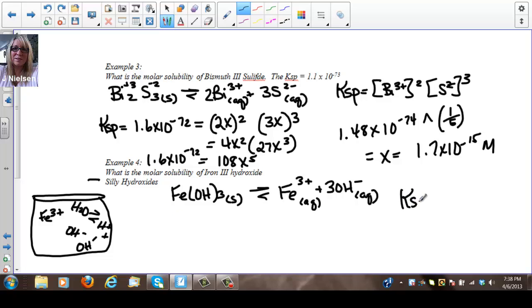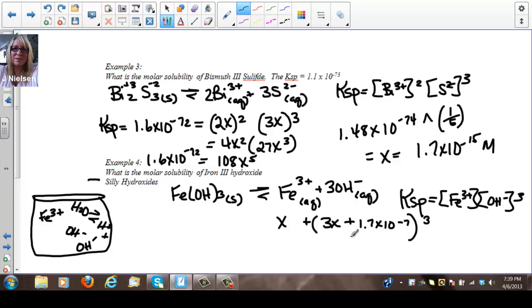So our Ksp is going to be equal to Fe3 plus times OH minus to the third. So here's my X, but my hydroxide is going to be 3X plus 1.7 times 10 to the negative 7, and that's going to be cubed. And this is here because it's a hydroxide and water is autoionizing.